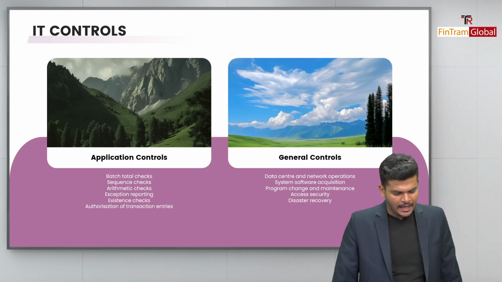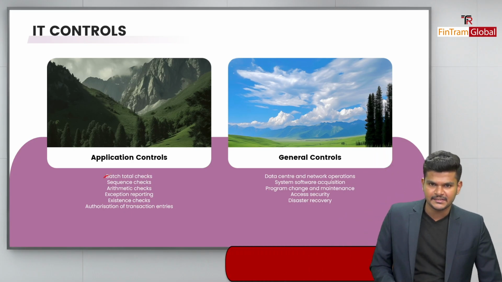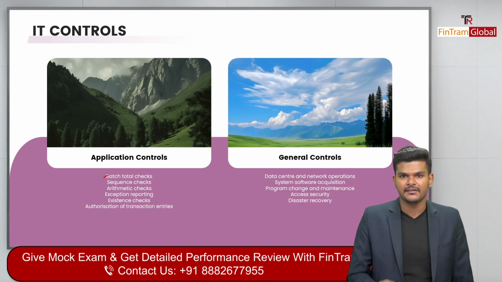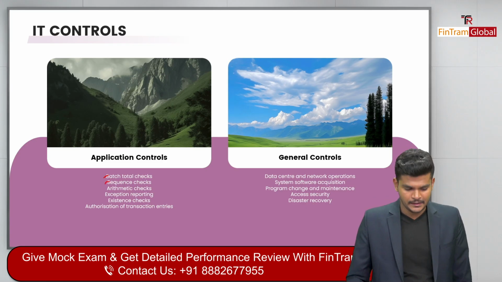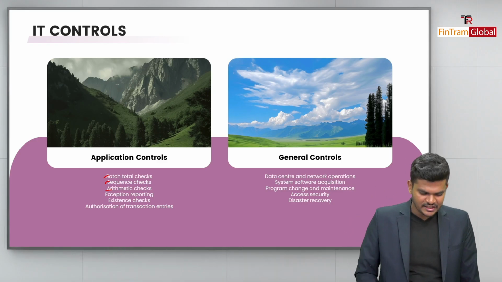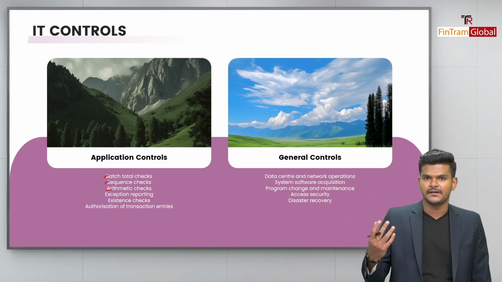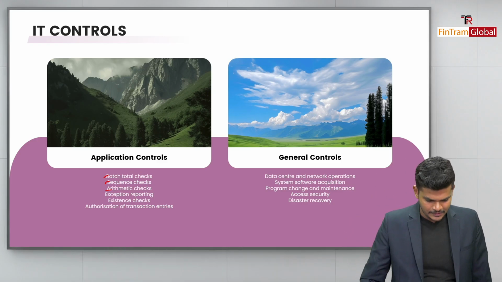So if you look at application controls, we have batch total checks, right? Just to see if the numbers are accurate. And then a sequence check to see if there's any missing information. We have arithmetic checks as well, again, recalculation of numbers to see if they're accurate. Existence checks.